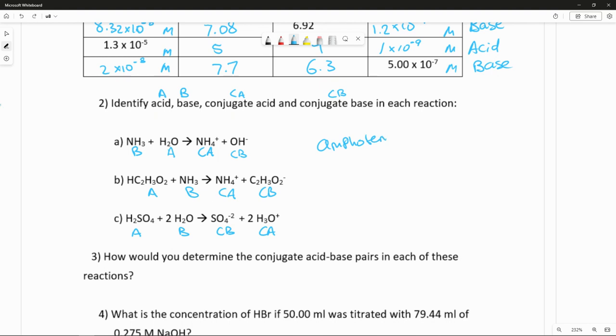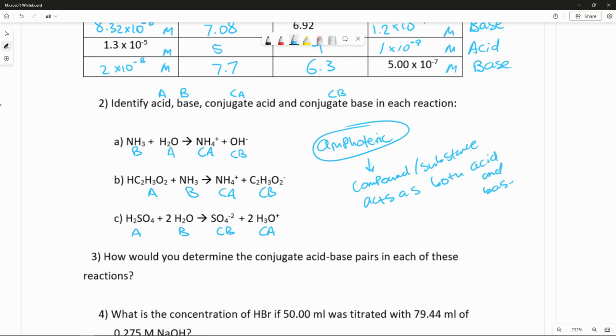Spell that correctly: amphoteric. It means that the compound or substance acts as both a base and an acid. So this is a good terminology, a word to know, because water is special. It's one of the major examples of an amphoteric substance.